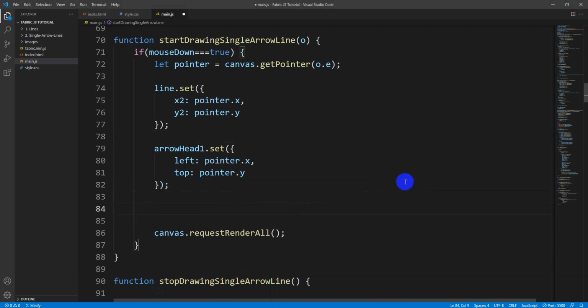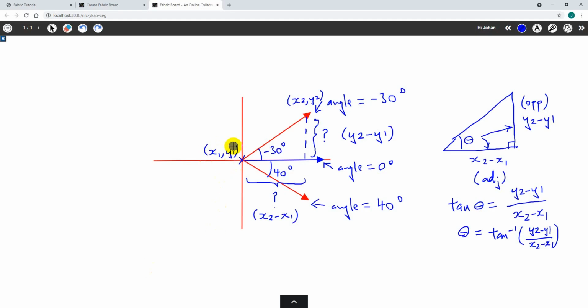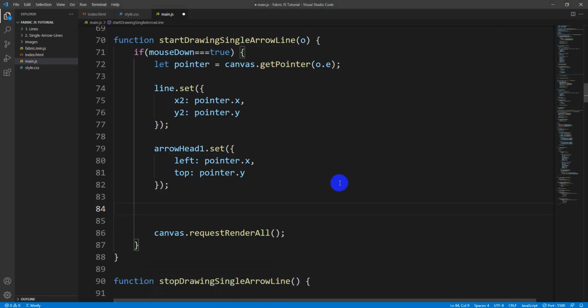The first thing we need to do is to find the vertical height and the horizontal width. We know the line. We know the x2 and the y2: it is just pointer.x and pointer.y. But what about the x1 and y1 coordinates, this over here? How do we find them? Well, it's actually quite simple.